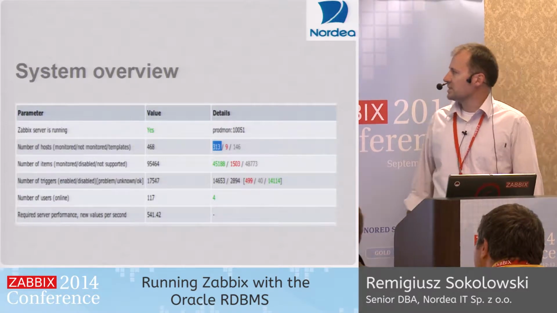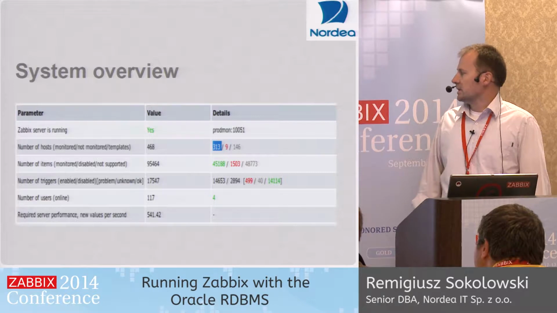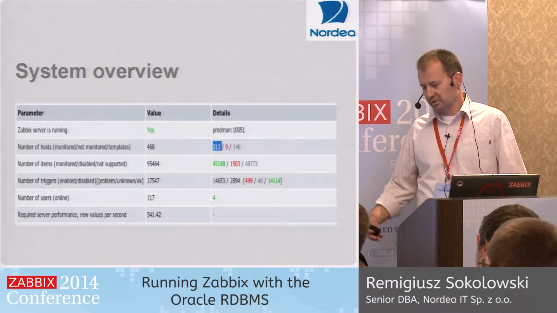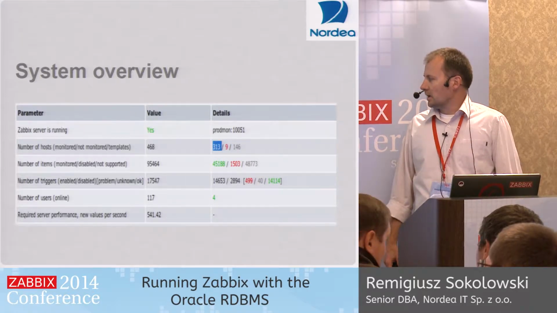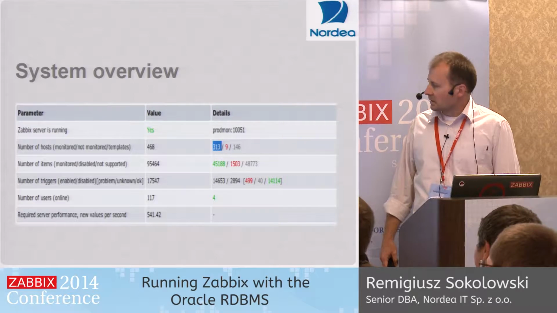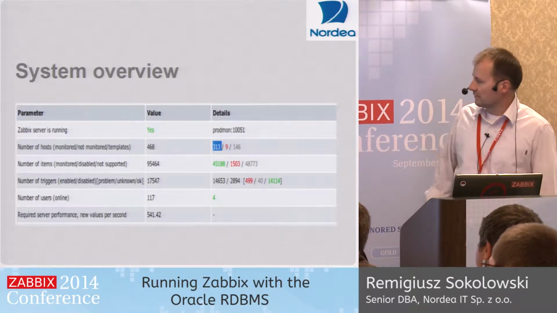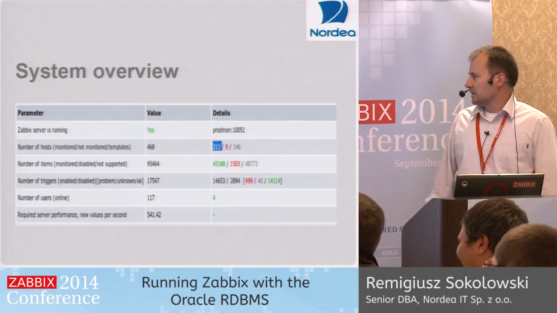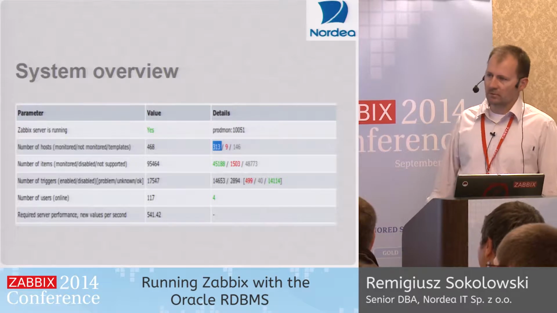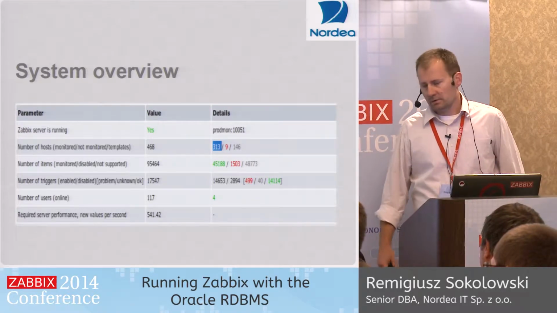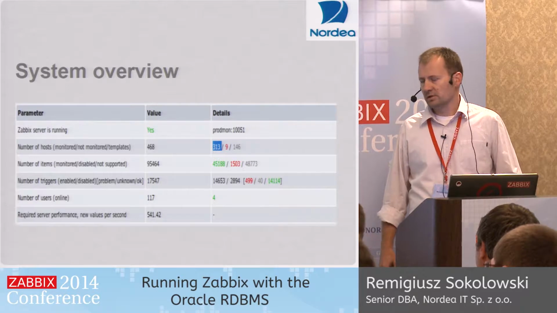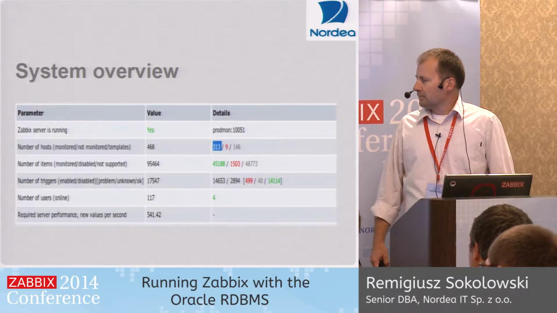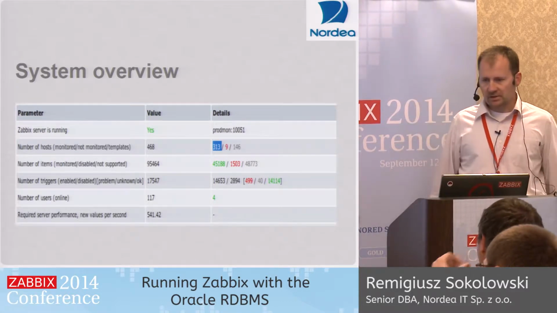Here is our system overview. As you may see, this is not as large as the systems presented today. I would say this is middle class, with around 500 new values per second. Overall performance is quite low. We don't use a strong machine for the Zabbix database. The whole configuration is very simple.